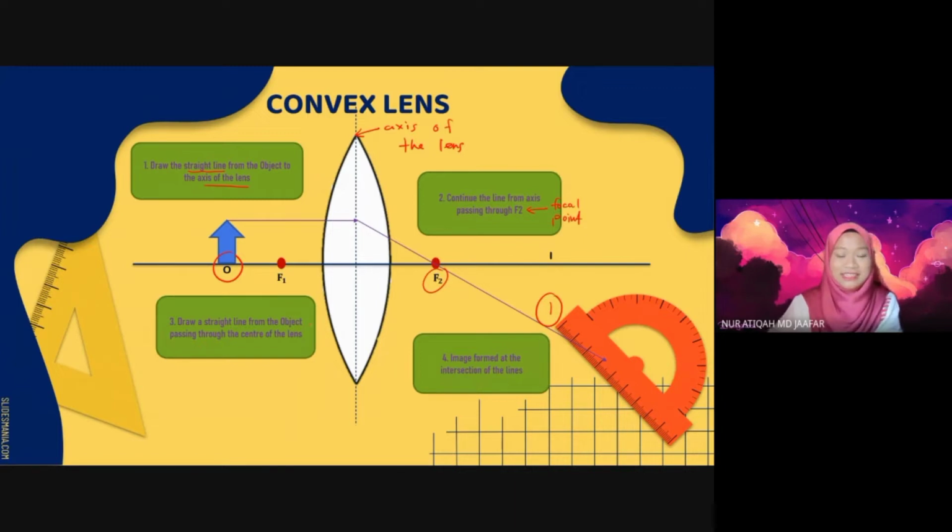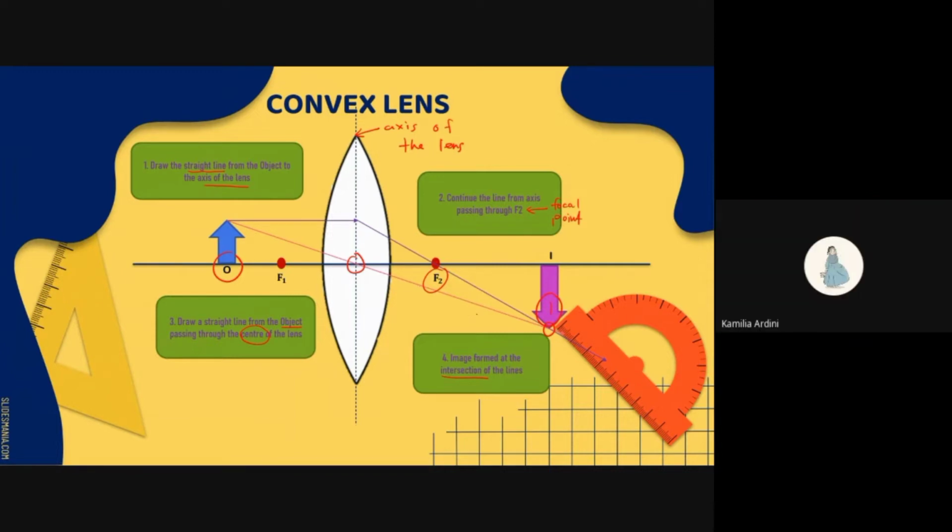So the third step is to draw a straight line from the object passing through the center of the lens. This is the center of the lens. So it will be like this. Okay, so the fourth step is the image forms at the intersection. Where is the intersection? This. The image forms here. Okay, do you get it? Yes, teacher. Okay, good.